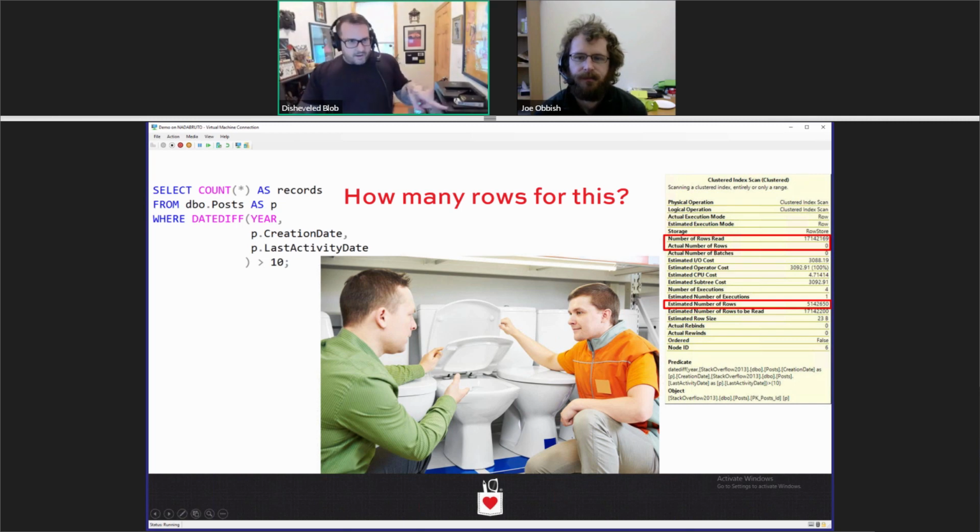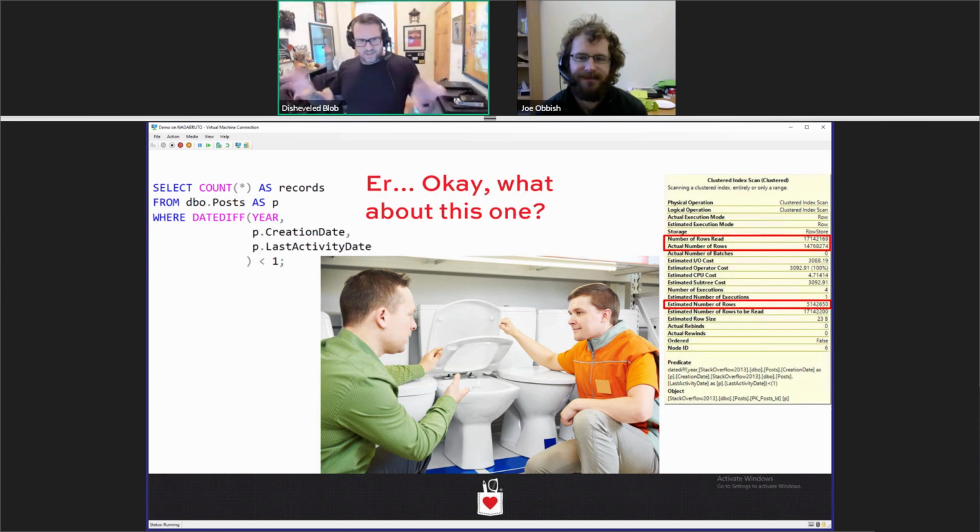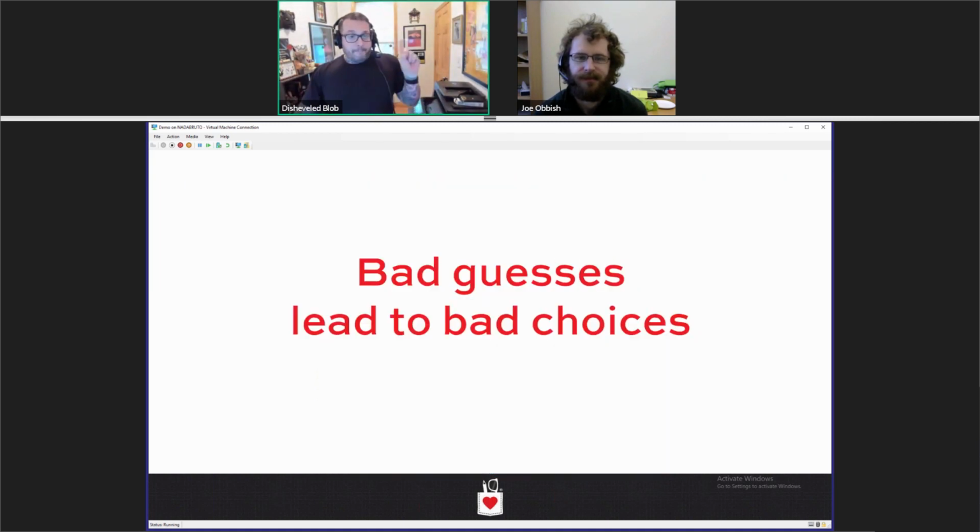Even though 0 rows actually qualify for that, SQL Server just made a dumb guess because we wrote a query in a bad way. And if we ask the same question about a slightly different number, like how many have less than a year between them? Well, 5.1 million, even though about 14 million actually qualify for that. So SQL Server is just throwing BS numbers at us. It's making bad guesses because we kind of wrote a query terribly. Bad guesses lead to bad choices.